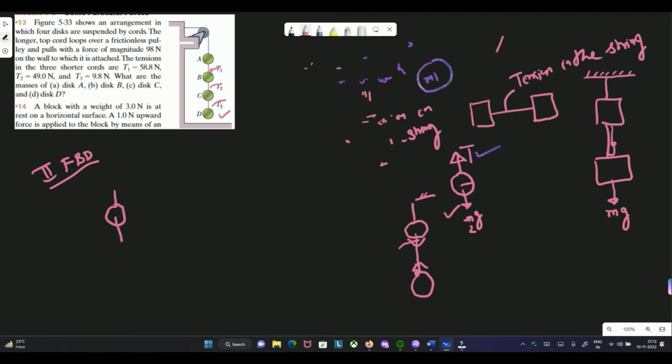Let's start with the first, which is D, a low-hanging fruit, pretty straightforward. For D, the weight is acting downwards, and the part of the string connecting D and C, T3, will act upwards. The net force is T3 minus M2G equals MD into A. You could write it in reverse, M2G minus T3. It doesn't matter because the net force is zero. So T3.